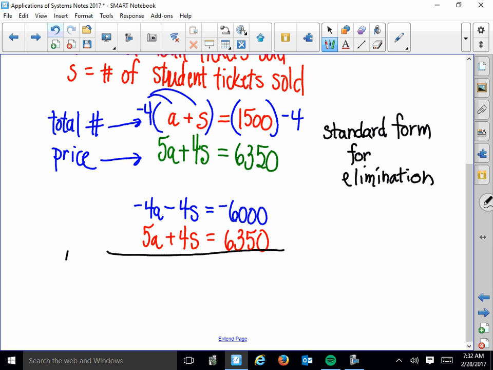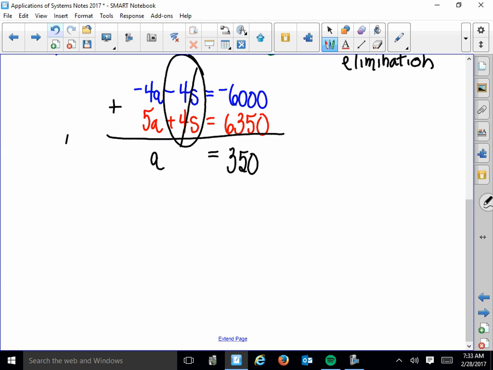Okay. Now, because I do have opposite coefficients, -4S and +4S, when I combine the two equations by adding them, the S's will be eliminated. So I just need to finish the rest of the addition. -4A plus 5A is A, or 1A. -6,000 plus 6,350 is 350. So what I know is that I have sold 350 adult tickets.